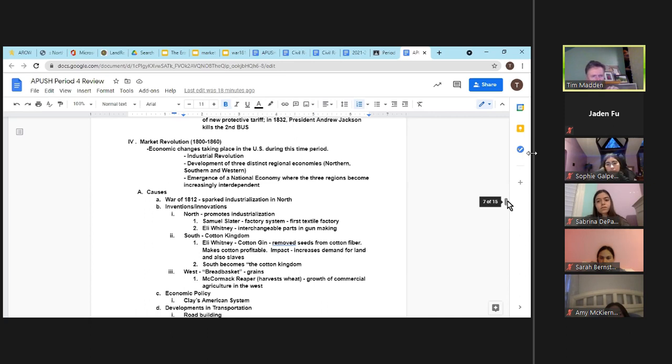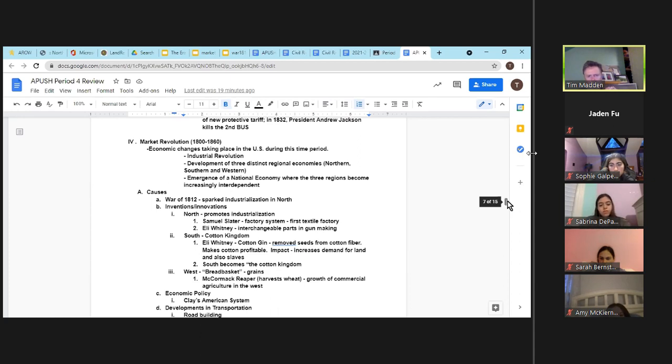Samuel Slater was actually not an innovator. He was a thief who stole factory plans from England and was able to start a textile factory in Rhode Island. Eli Whitney, of course, during the War of 1812, developed a system for making guns with all the same parts. And so he applies interchangeable parts in gun making, which is very helpful for mass production. He also invented the cotton gin, which any essay on slavery and the development of slavery during this time period, you have to mention the cotton gin, okay?